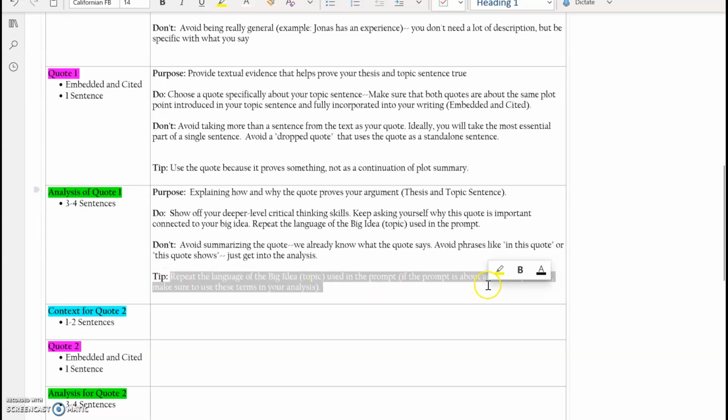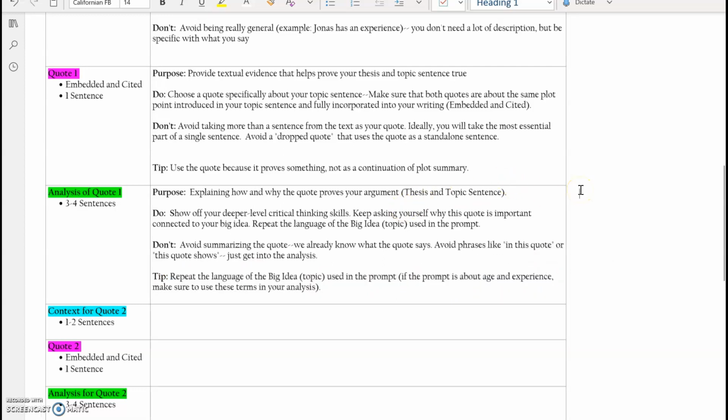The tip here is kind of a repeat from part of the do's. Use that prompt language. So if the prompt asks you about age and experience, you better be using those terms in your analysis because it'll help keep you focused. Now, we're moving into our second quote. We always want to have more than one quote, more than one piece of evidence, because having more evidence can show just how deeply true our ideas are.